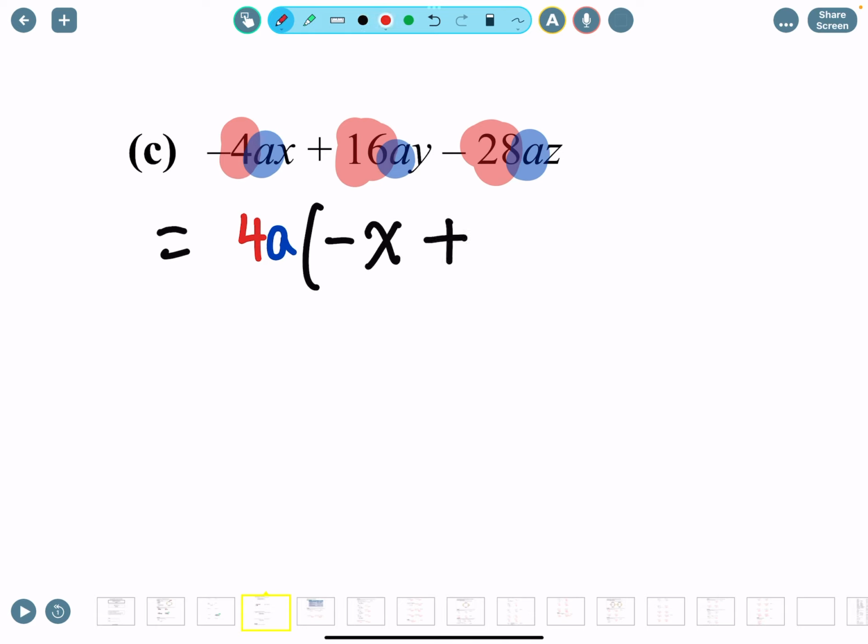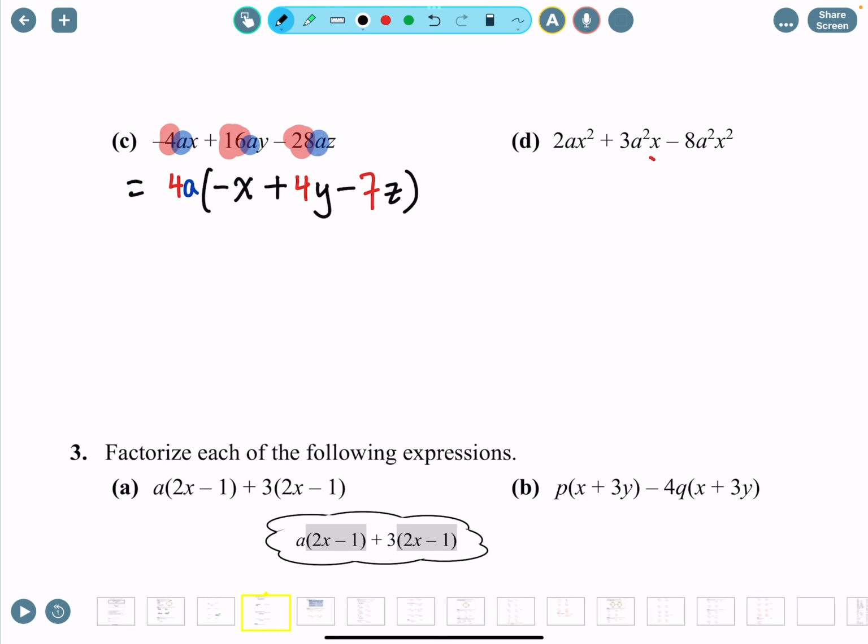Plus 16 divided by 4 is 4. A is taken out, Y is left. Minus 28 divided by 4 is 7. A is taken out, and then Z is left. So that should be the final answer. Again, you can double check if you are unsure, and that's how we do it.